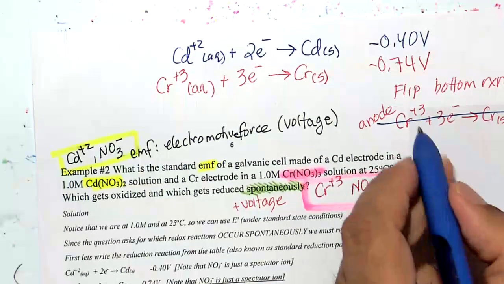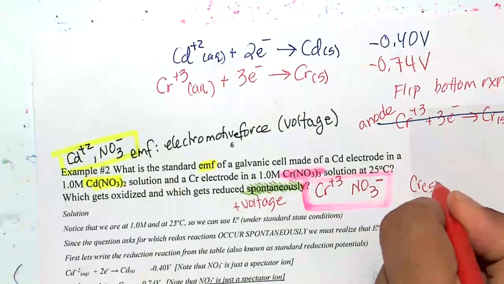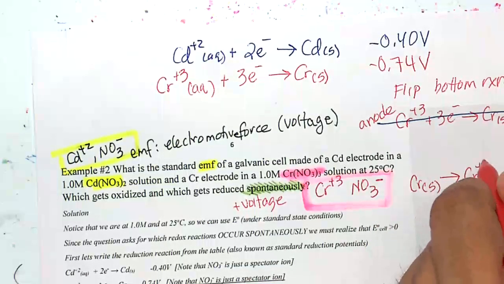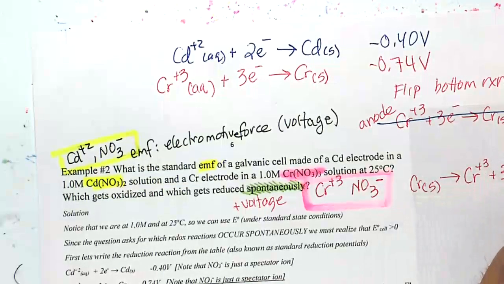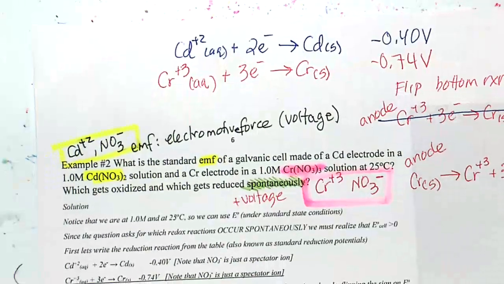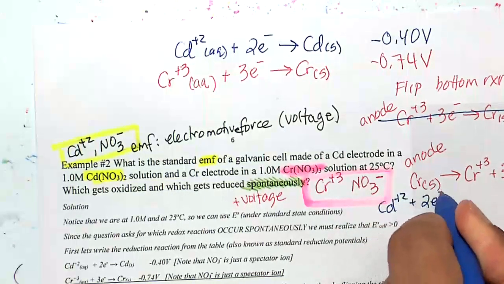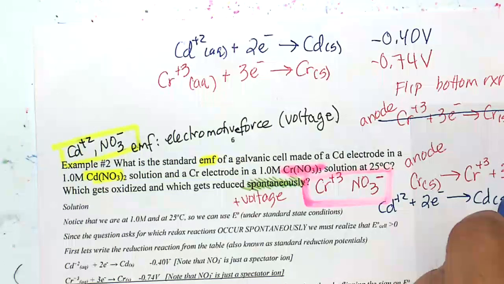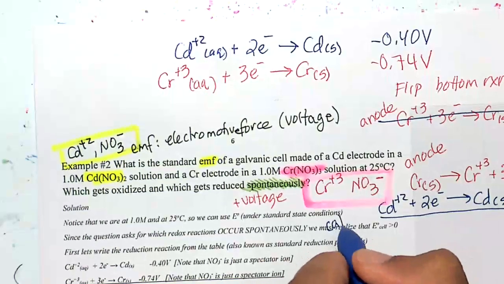Okay, we have to flip this, so I didn't flip it. I'm just being rushed for time. Okay, this is positive 0.74 volts. Okay, this is the anode. Okay, this cathode will be the same as Cd plus 2e minus goes to Cd solid. Okay, this stays at minus 0.4 volts. Okay, this is the cathode.